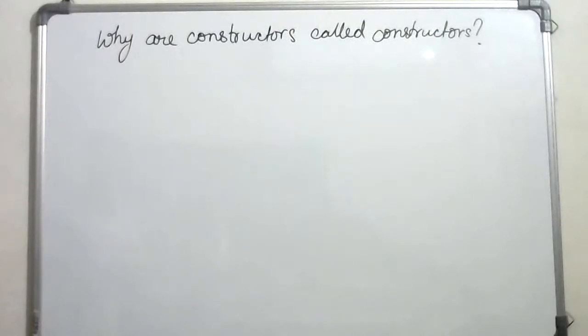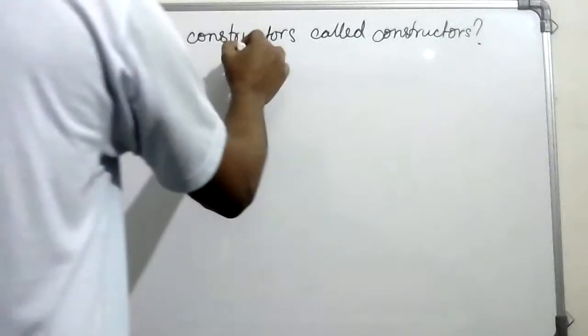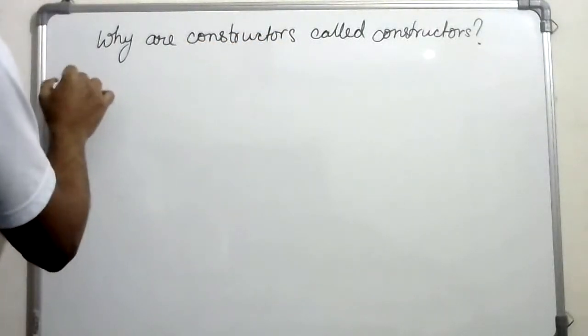So as I told you, this is a peculiar question. So why do we call constructors as constructors? Why are they named so? There's simply just one reason why they are called as such. It's because it constructs value. So this is the question.